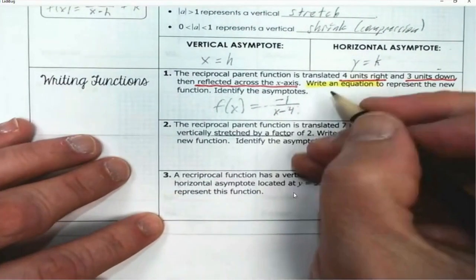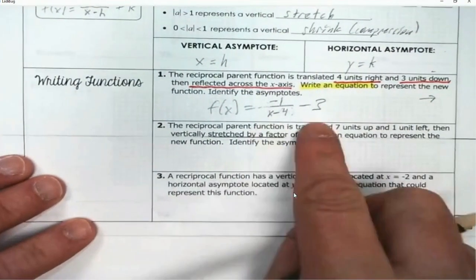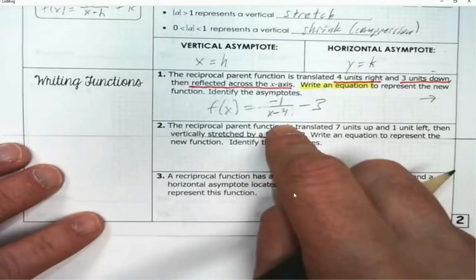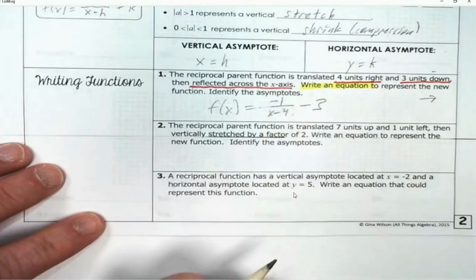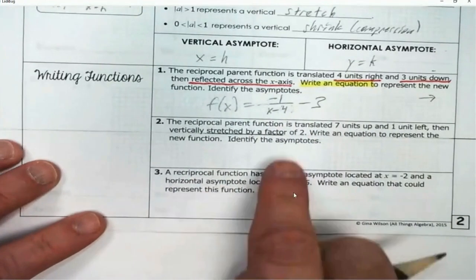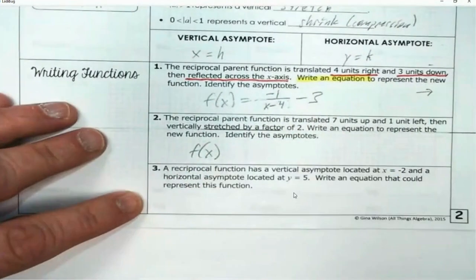We should see a negative in the equation to shift to the right. And 3 units down. So subtract 3 at the end. So this is our equation. We've written the equation to represent 4 units to the right, 3 units down. All right, let's try another one. Since we messed that up, let's try another one.